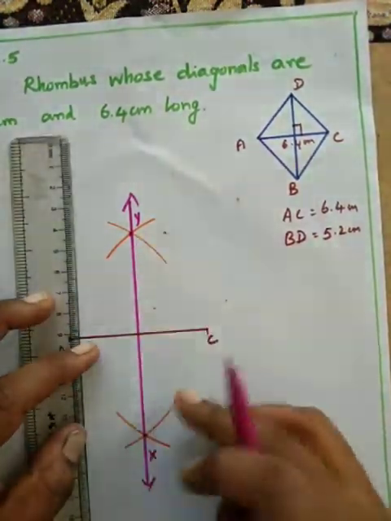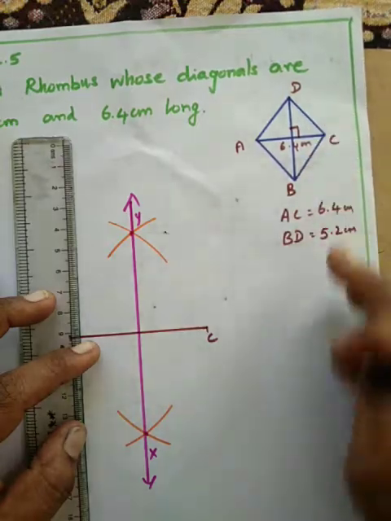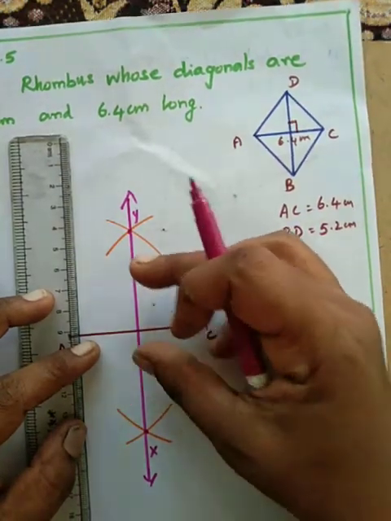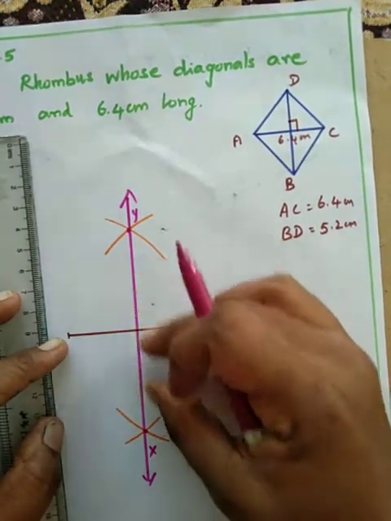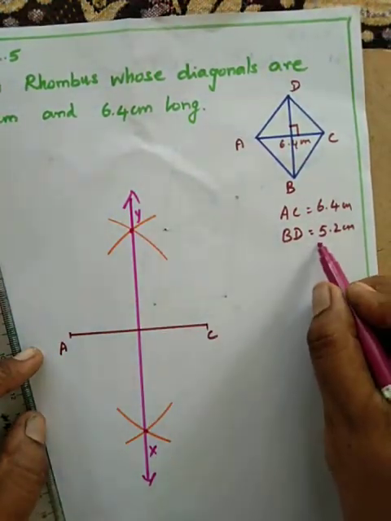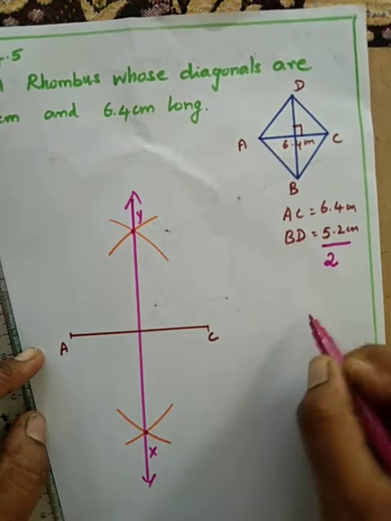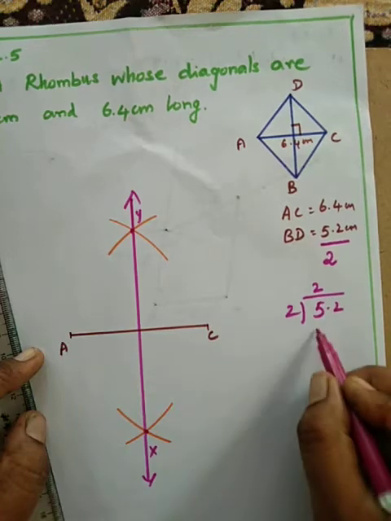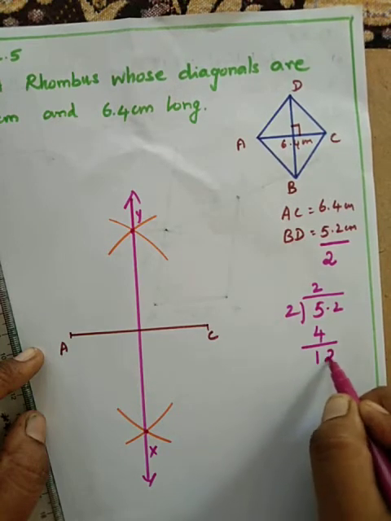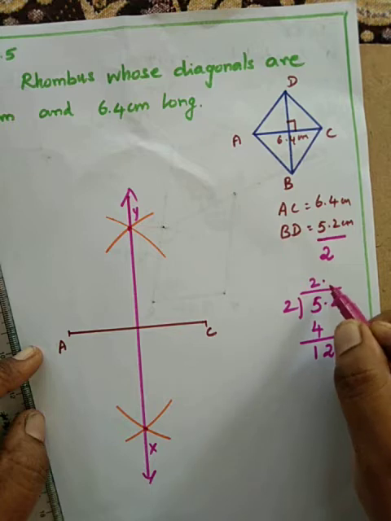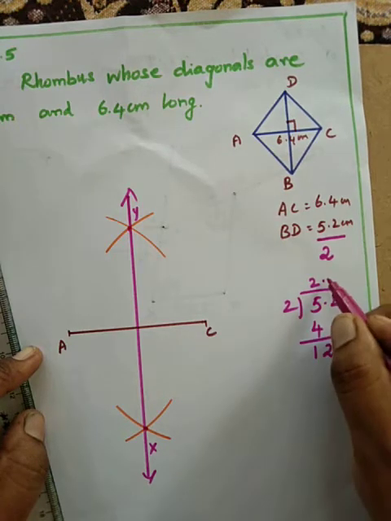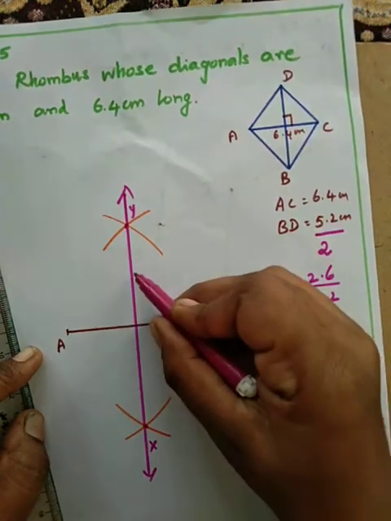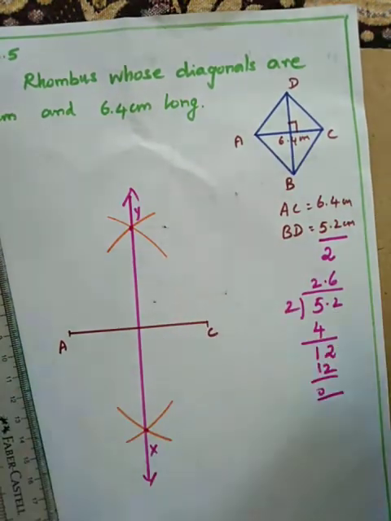So on this XY only I should mark the points of BD. BD is actually 5.2 centimeter and 5.2 should be equally divided up and down of AC. So 5.2 I am dividing by 2. When I divide 5.2 by 2, 2 twos are 4, balance 1, and the point will move to the top, and now 6 divided by 2 is 3, so it is 2.6. Right children? So here it is 2.6 centimeter and down it should be 2.6 centimeter.